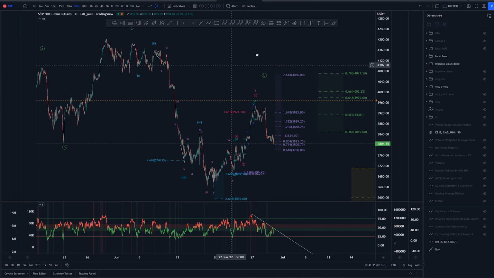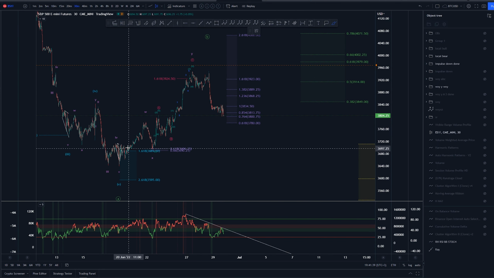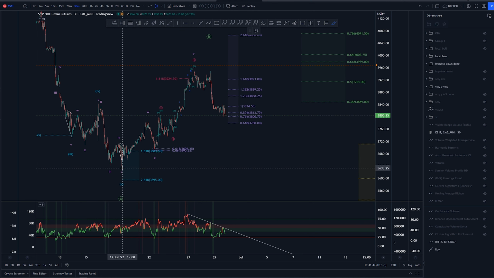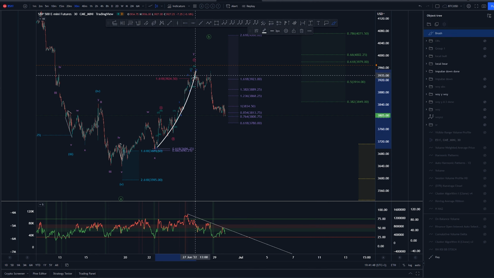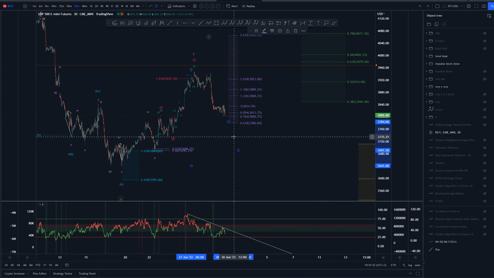I have two different scenarios here, whether it is done or not completely. We'll see, but again, to me this looks pretty good. We had a possibility of this being some kind of W wave, X and then wave Y. Now this has gone beyond the 1.618, so again this bearish scenario is much less likely.